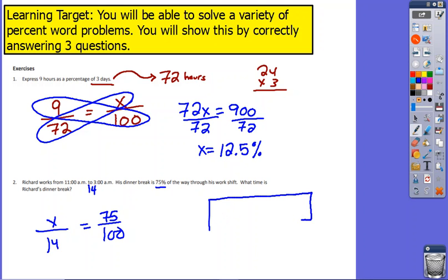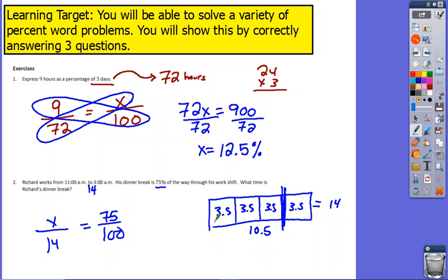But let's see if we can do it a little quicker doing the tape diagram here. So if this is 14, I'm going to divide it up into 4 sections. That doesn't really work too well. That'd be 3.5 in each. And this is where he's taking his lunch break. So this is 10.5 hours in.